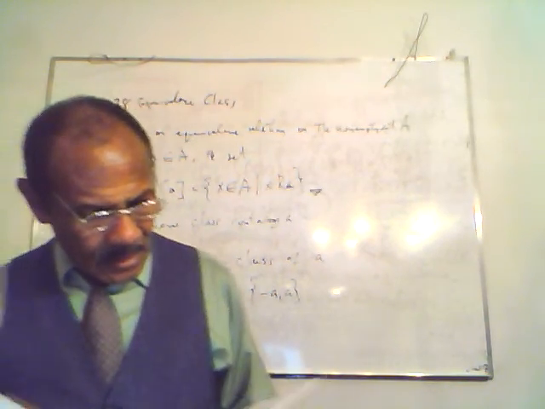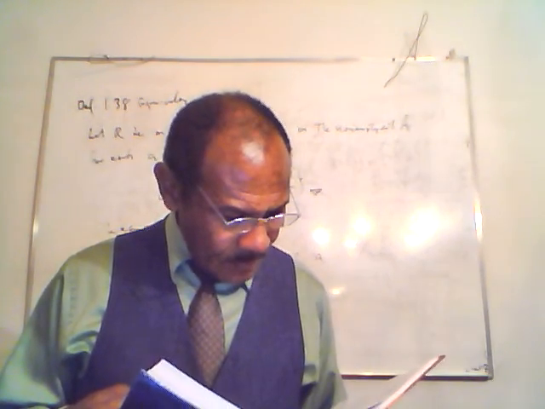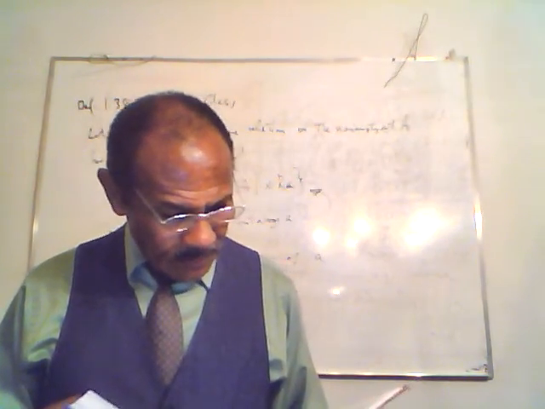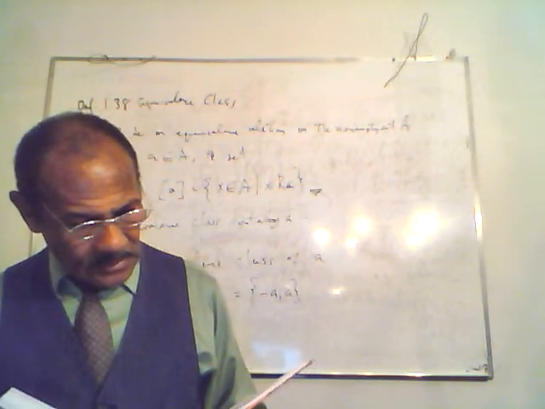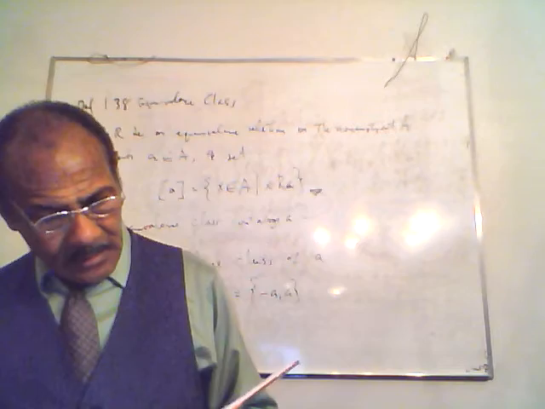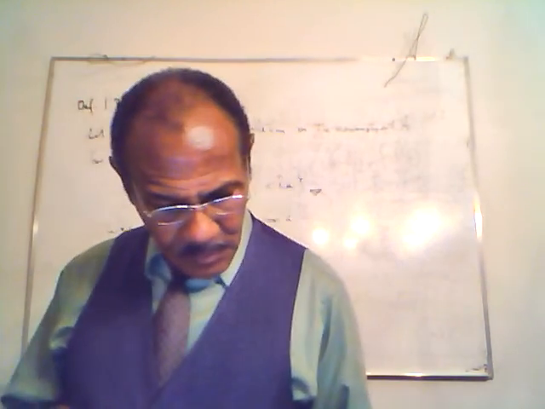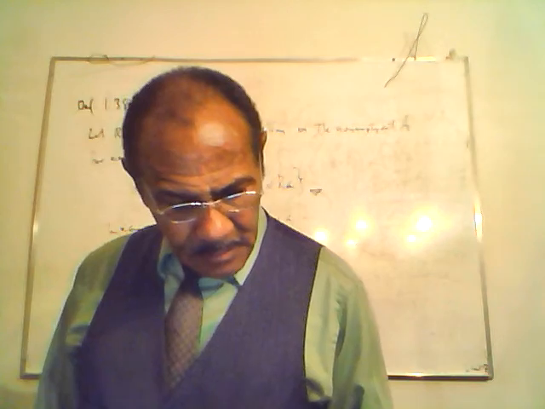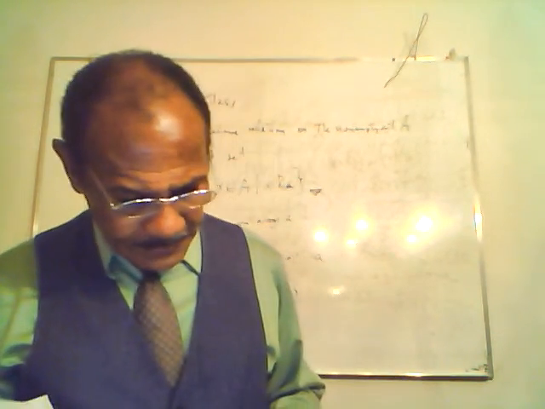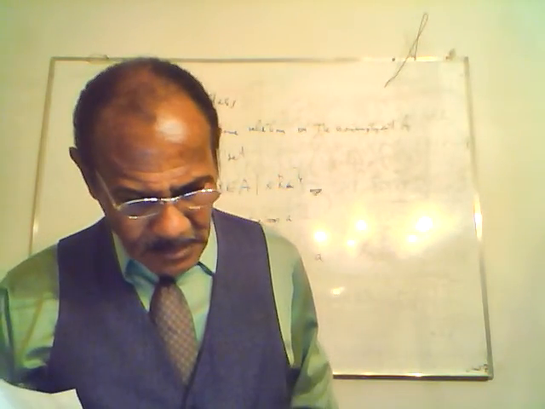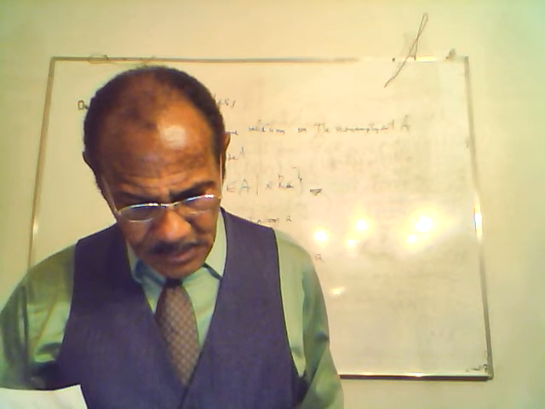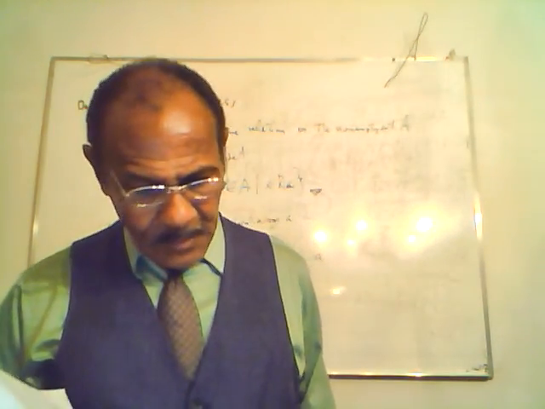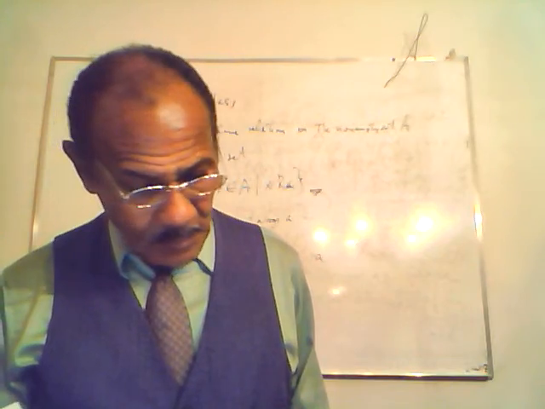That is, the union of A sub lambda, lambda a member of curly L, equals the set of all x such that x is a member of A sub lambda for at least one lambda member of curly L. And for the intersection, you have the intersection over lambda a member of curly L of A sub lambda equals the set of all x such that x is a member of A sub lambda for every lambda a member of curly L.